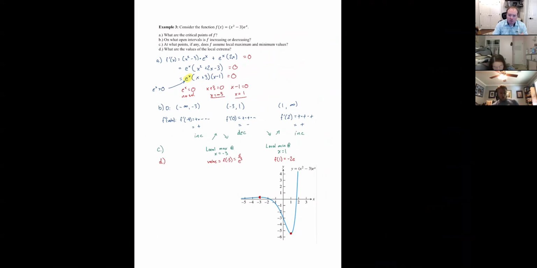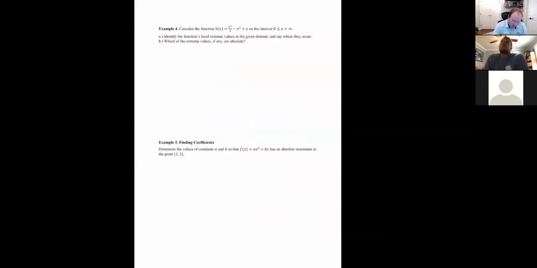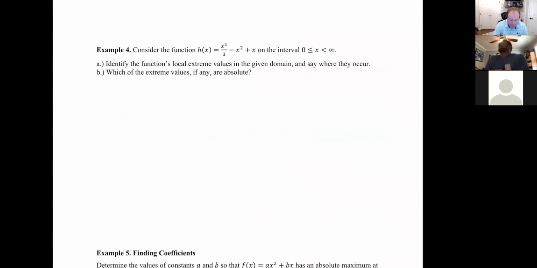And if you are watching this video, just pause regularly and make sure everything makes sense. So let's go ahead and look at one more example. Number 4 is pretty similar to what we've been doing already. The only thing is we don't have a domain that's all real numbers. We're restricting the domain, so you will want to think about absolute extrema. But again, this is pretty similar to what we've already done.